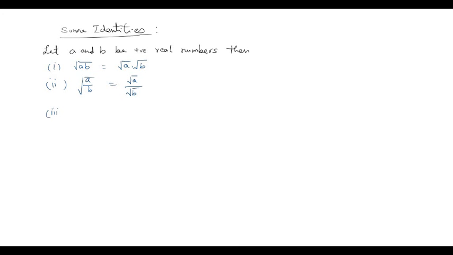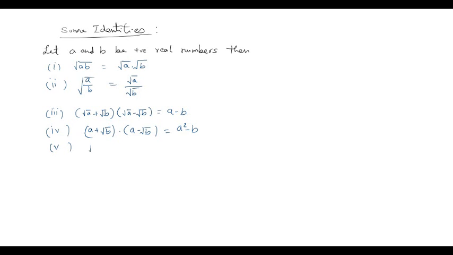Next one is square root of a plus square root of b times square root of a minus square root of b is equal to a minus b. Next identity is a plus square root of b times a minus square root of b. It will become a square minus b.